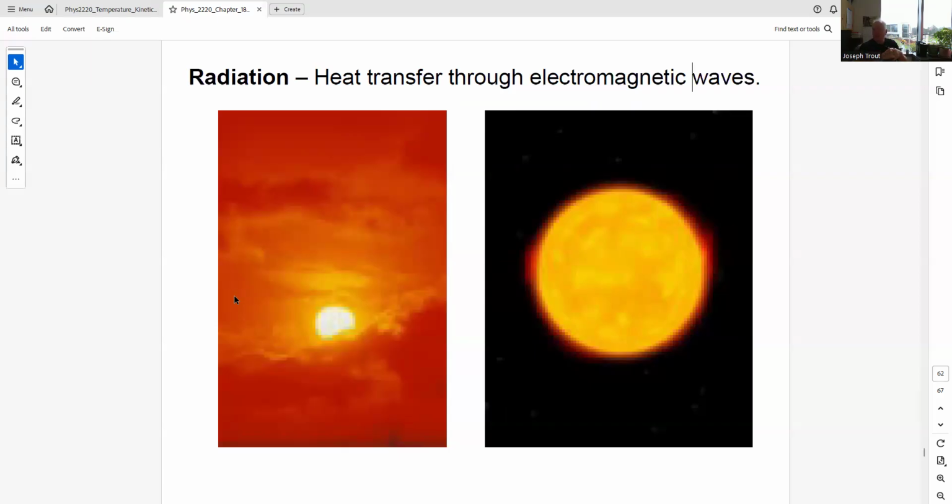For radiation, we have heat transfer through electromagnetic waves, and I'll explain this more in class. A good example is the sun. We know it's not conduction that's causing this, and we know it's not convection that's causing this. There is stuff coming from the sun, but most of the energy is coming from electromagnetic waves.